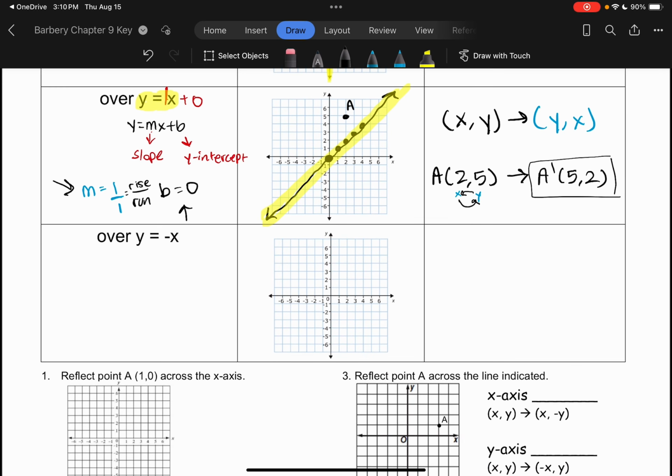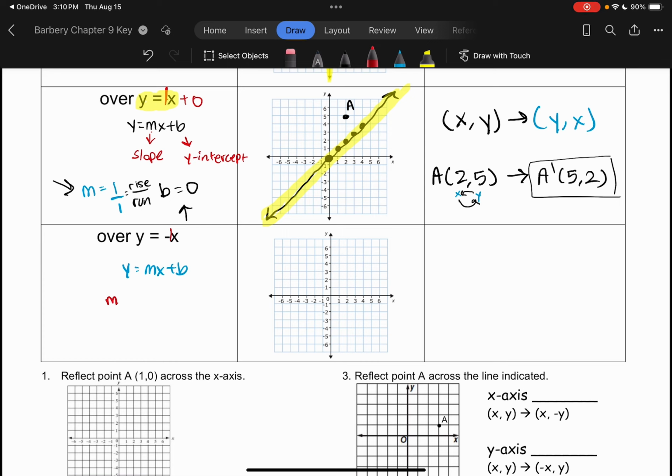Next, we have y equals negative x. This will be similar to the last one that we did, the line y equals x. Negative x is also in the form of y equals mx plus b. So remember, m is the number in front of x. When there's no number, there's technically always a 1 there. So we can write in a 1.